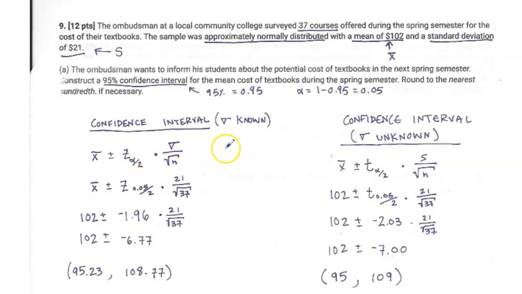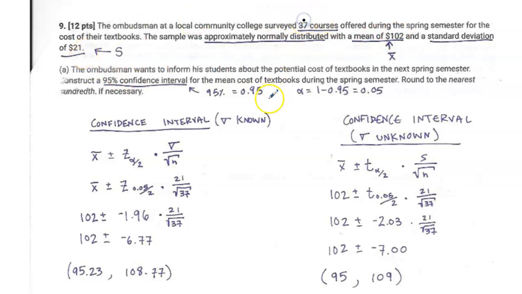This one's about confidence intervals, and I'm confident that you are able to do these because we talked about them during the slideshow. There are 37 courses offered during the spring semester. The sample is approximately normally distributed, which is good because we are able to use our statistical methods that assume normality. It's got a mean of 102 and a standard deviation of 21.